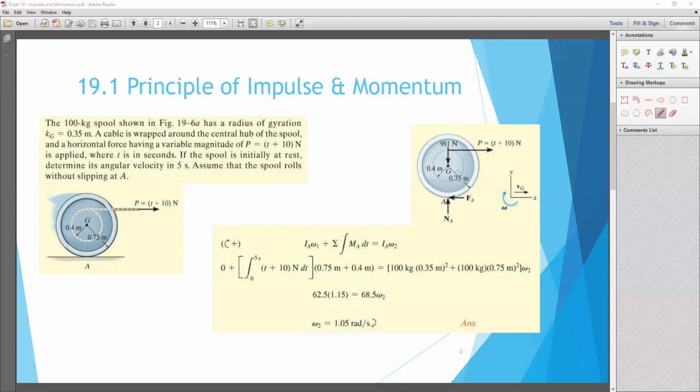Now on this part here, we have our reference axes. Pointing outward is our positive y, to the right is our positive x, and for omega we assume clockwise is our positive direction. Okay, moving on.